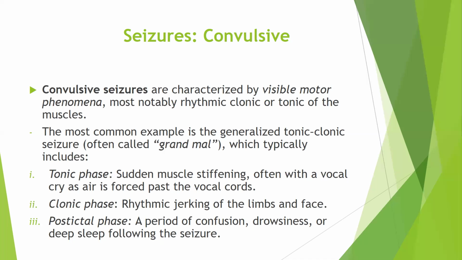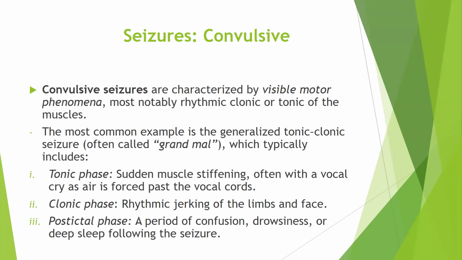So seizures can either be convulsive or nonconvulsive. Convulsive seizures are characterized by visible motor phenomena. Most notably, we have the rhythmic clonic or tonic movement of the muscles. The most common example of convulsive seizure is the generalized tonic-clonic seizure, often known as the grand mal, which typically involves three phases. The tonic phase, where there's sudden muscle stiffening. Sometimes this is accompanied by a vocal cry because the stiffening forces air out of the vocal cords.